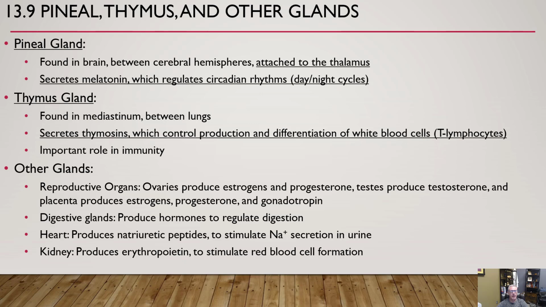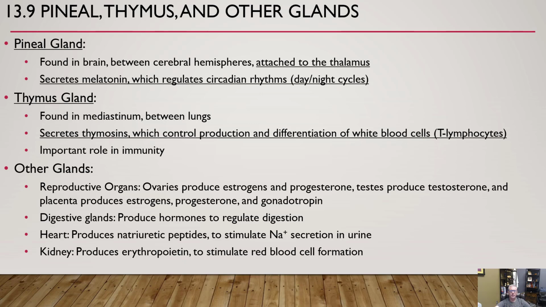All right, some other glands, the pineal gland, it's going to be found in the brain. It's actually attached to the thalamus. It's going to secrete melatonin. Melatonin helps regulate our circadian rhythms. Our circadian rhythm lets us know if it's daylight or nighttime, when we should be awake, when we should be asleep.